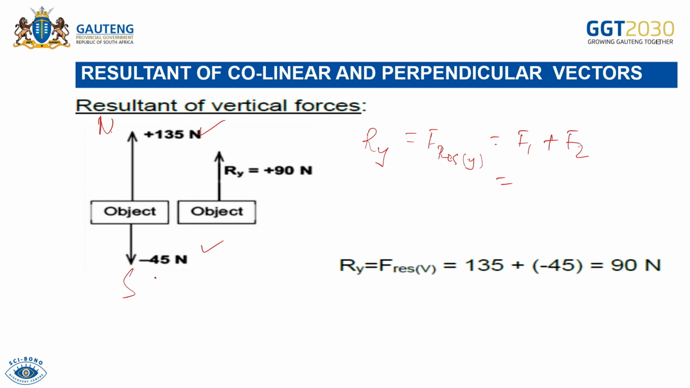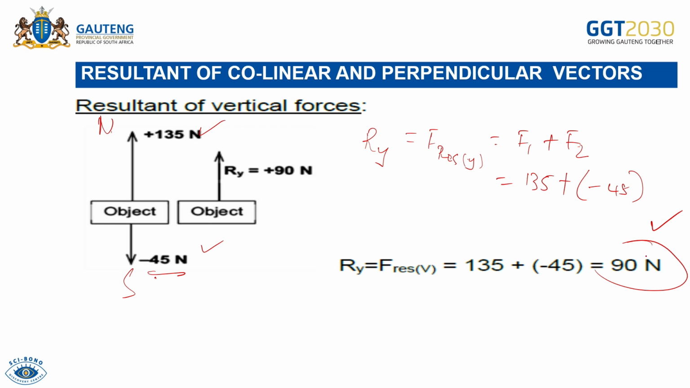So which direction did they take as positive here? It's north. So your north will be positive 135 plus into. If your north is positive, then what about your south? Your south is going to be negative. So it's negative 45. So what we are having here is 90 newtons. But can you see your answer is positive, which means that, remember, you chose north as positive.